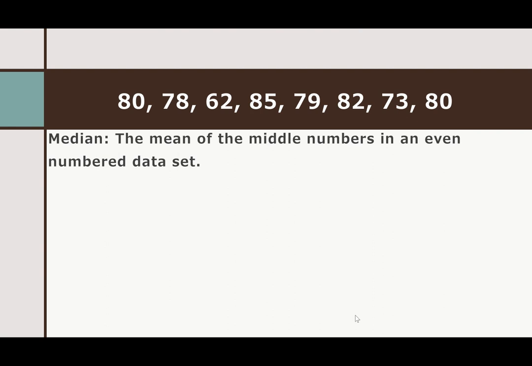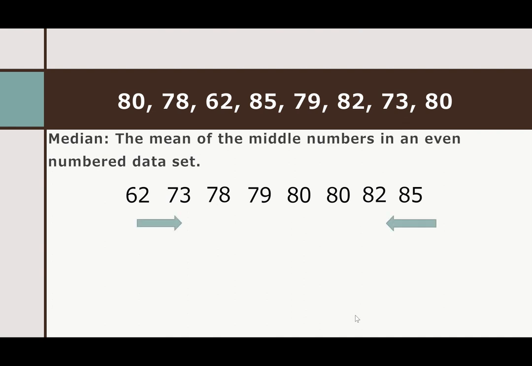First, we have to take the numbers and put them in order again from smallest to largest. 82 and 85. Now notice I've added an 80 here. I've added a test score to my data set. So now instead of 7 numbers, I have 8. So when I count from the outside toward the middle, what I find is that I have 2 numbers in the middle of my data set, not just one. I have 79 and 80.